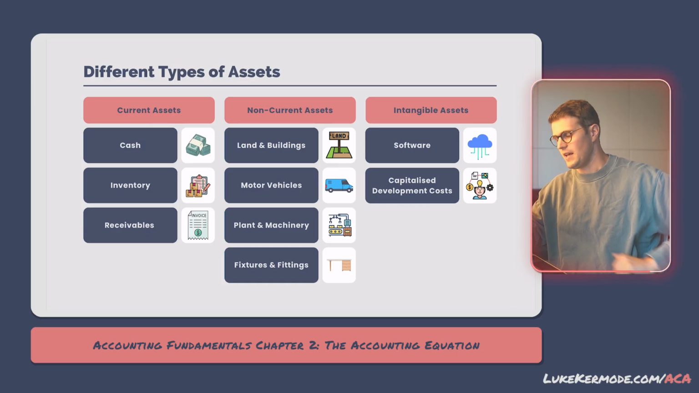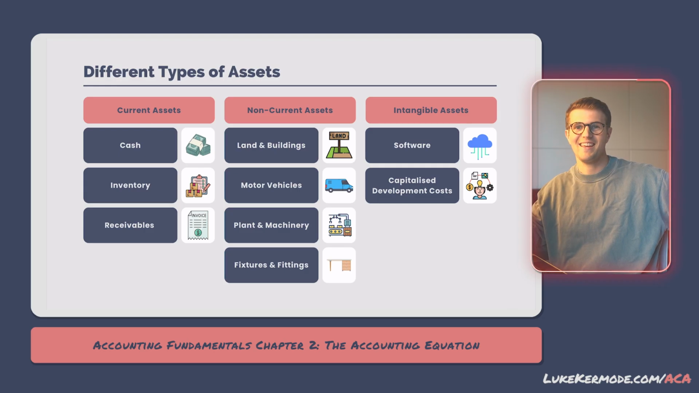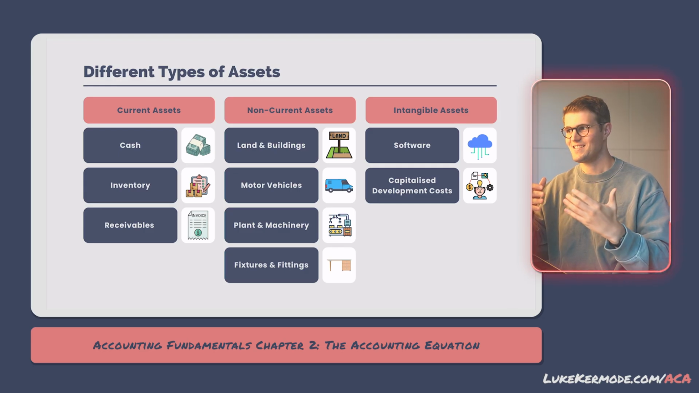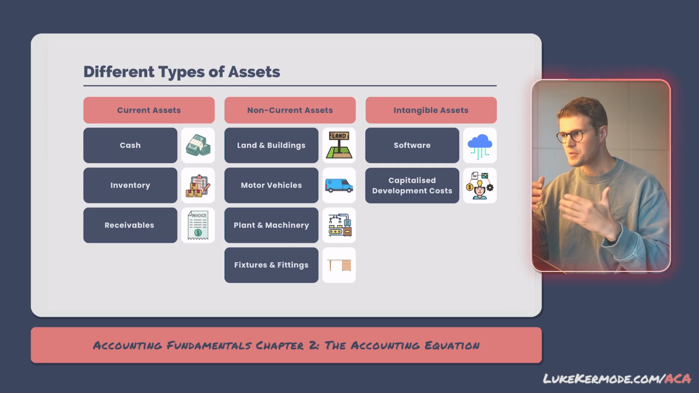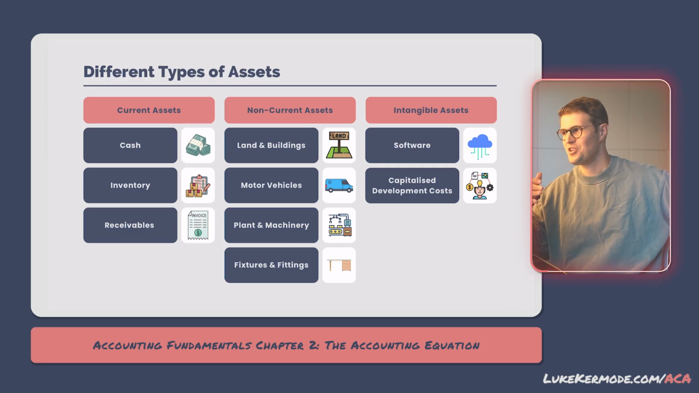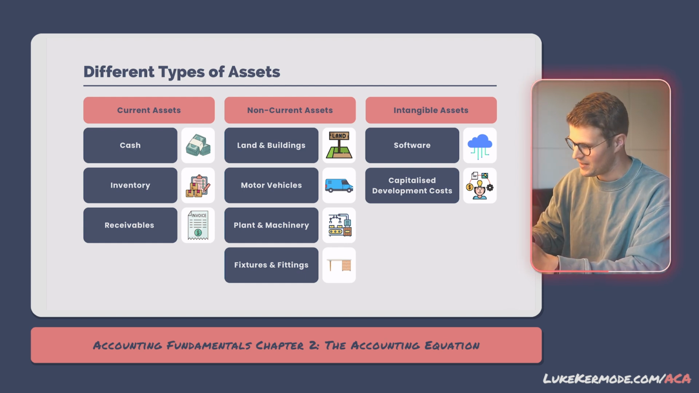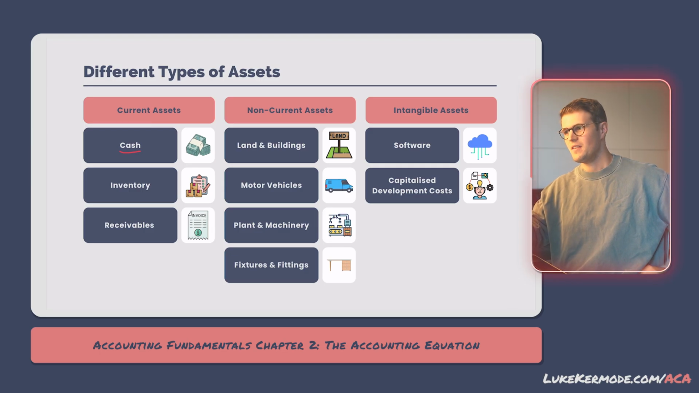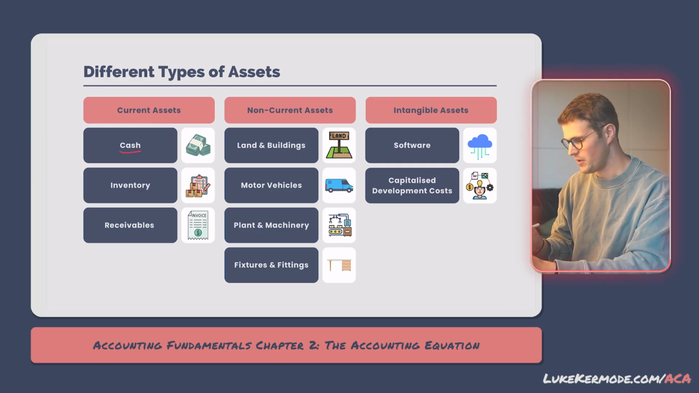Now that we understand the broad categories of assets, let's go one step further and explore some of the most common examples. Again, we'll begin by looking at current assets. As discussed on the previous slide, these are assets the business expects to use up, sell, or convert into cash within the next 12 months. A classic example is cash itself, the most liquid asset there is. Then we have inventory.